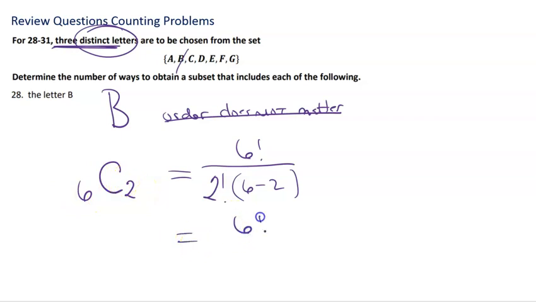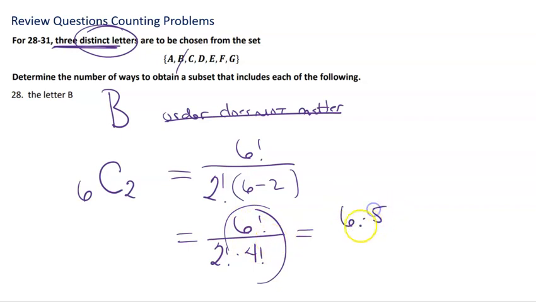So this is 6 factorial over 2 factorial times 4 factorial. Remember, what I do is I write the top one down to match the bottom one, but I don't go that far, so 6 times 5. The 4 factorials cancel, divided by 2 factorial, which is 2 times 1. 2 goes into 6 3 times. 3 times 5 is 15 over 1, which is 15 ways that we could do this.